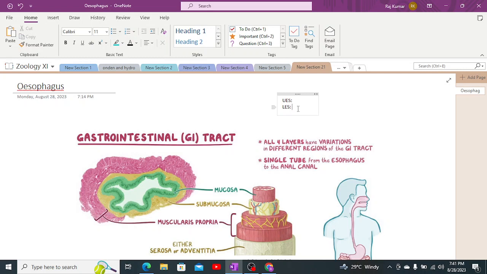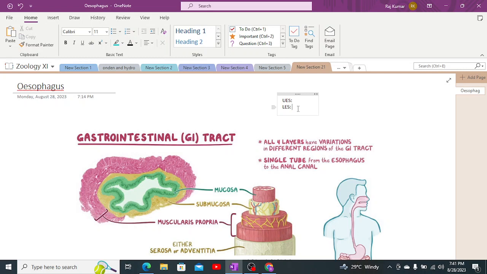Apart from which, it also allows the food to enter inside the stomach whenever the reflexes are generated, and there's also a role of a hormone, which we're going to discuss further, the gastrin hormone.